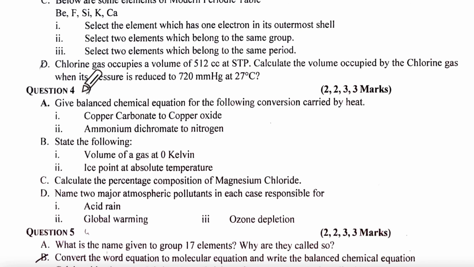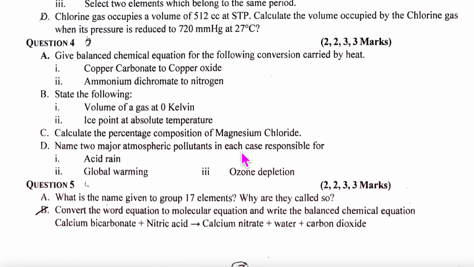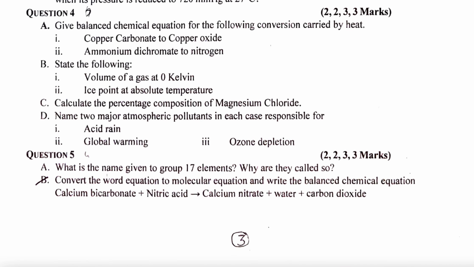So let us look at question number 4. Now for this, tell me where you would lose your marks, and accordingly you can put your marks for yourself. Give balanced equations for the following conversions. Now this can be a little difficult for some of you. So let us look at the first one, copper carbonate. So I will write CuCO3 and I will put some gap, and they say copper oxide means CuO. Now tell me, isn't it CuO and CO2?